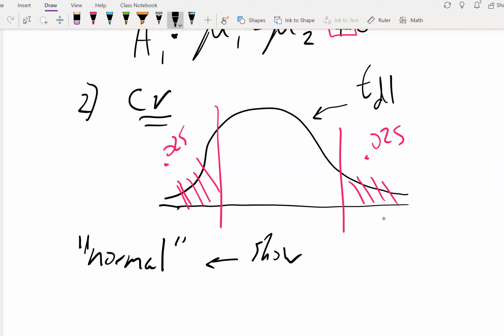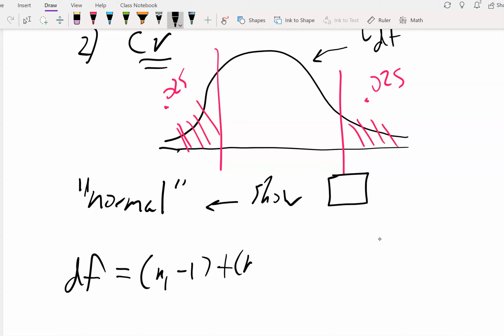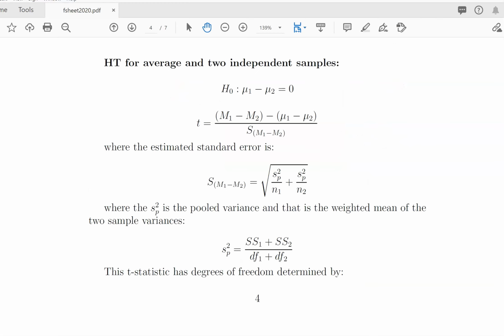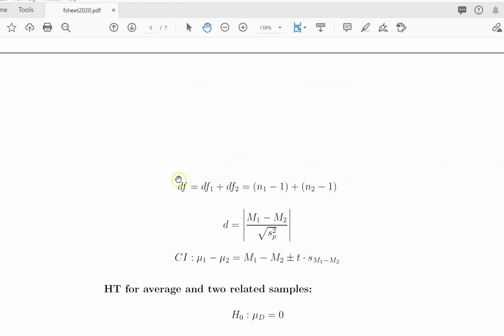And we have to find the degrees of freedom of this t curve to know exactly which value this is. Well, we have to be careful. This is a two-sample question. So since it's a two-sample question, the degrees of freedom will be n1 minus 1 plus n2 minus 1. We take the sample size of each of them, subtract off 1 for degrees of freedom of each one, and then add them together to get total degrees of freedom. It should show that up here, but I don't see that. Yep, the t-stat has degrees of freedom determined by degrees of freedom 1 plus degrees of freedom 2. The sum of the degrees of freedom is what I'm utilizing there.